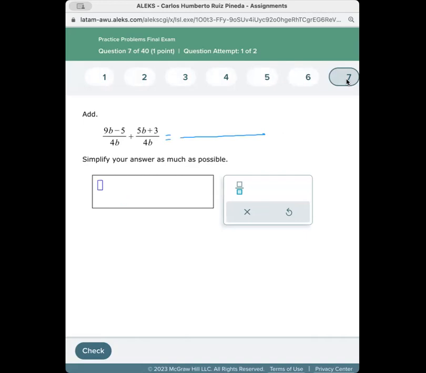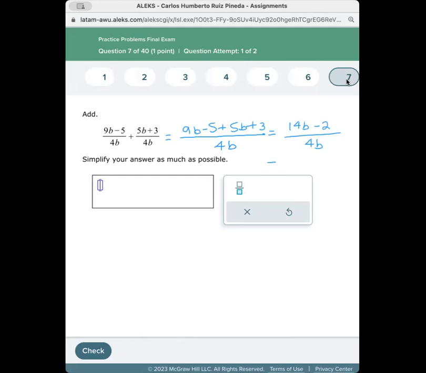Next, we also have an addition of algebraic fractions with the same denominator. So the denominator is the same, so we are going to add only the numerators. So we have like terms, b's and numbers. B's: 9b plus 5b is 14b. The denominator, we leave it as is. And then -5 plus 3, -2.